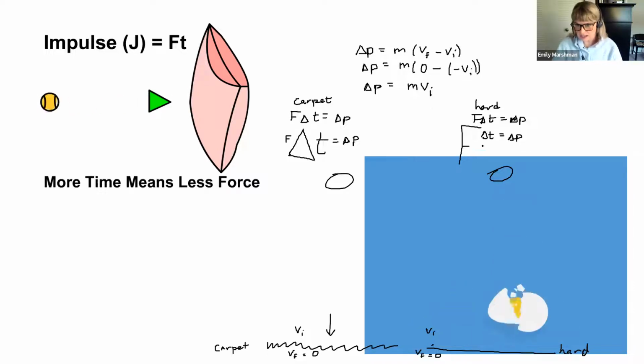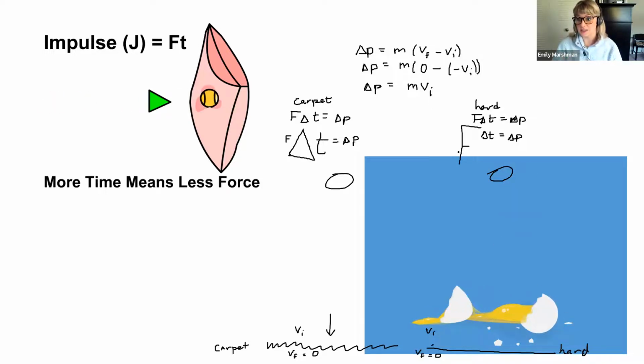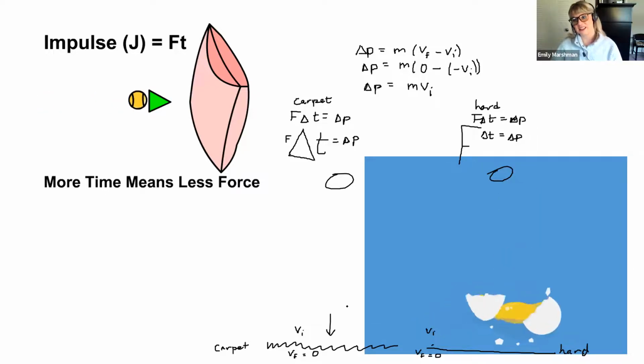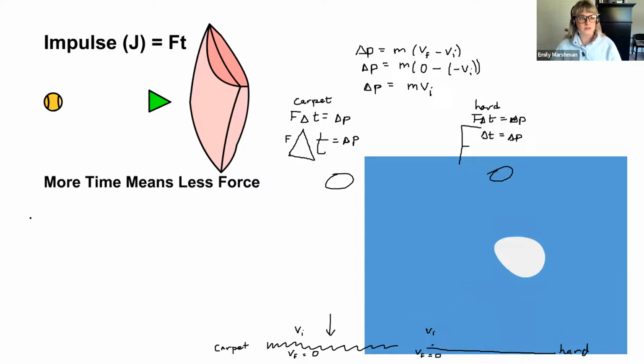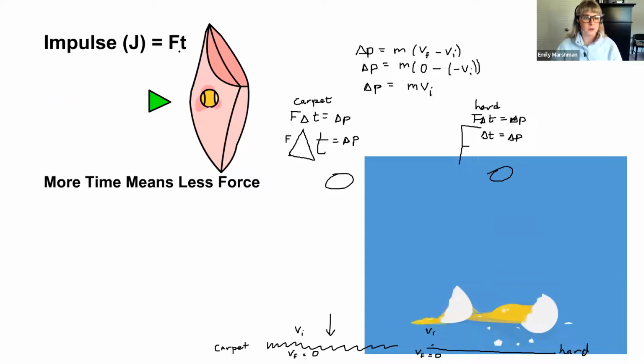So that makes sense, right? So the hardwood, you're going to have a very short time of impact, but a large force acting on the egg over that short given time period. On the other hand, the carpet is going to have a longer time of impact, and that reduces the amount of force that the egg feels, and that's why the egg doesn't crack. So that's what this little animation over here is showing. Impulse is equal to force times the time of impact. If you have more time of impact, cushioning, right, it's going to mean less force overall acting.